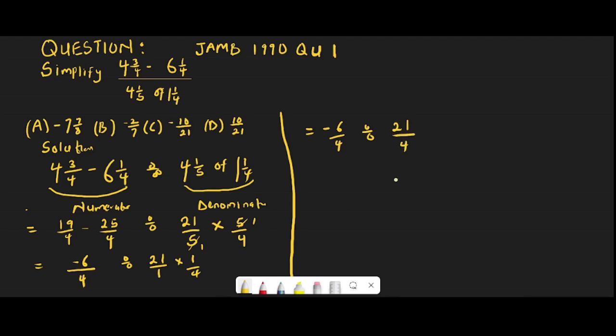21 times 1, 1 times 4, we have 4. Here we have minus 6 over 4. We change the division to times and turn this upside down. We have 4 over 21. Here we are having minus 6 over 1. 4 cancels out, 1. 4 here, 1. So we have minus 6 over 1 times 1 over 21, which is minus 6 over 21.